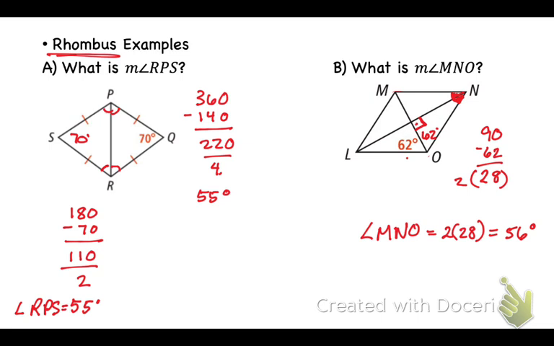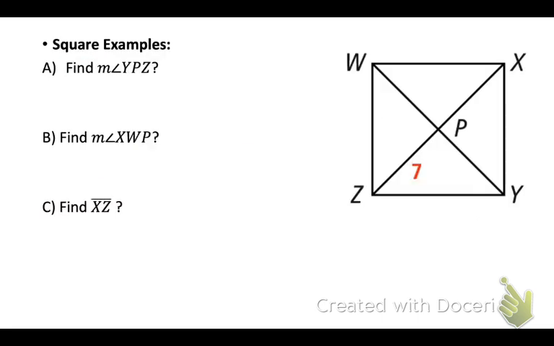Questions? No. So guess what? The next examples are squares. It says find the measure of angle YPZ.